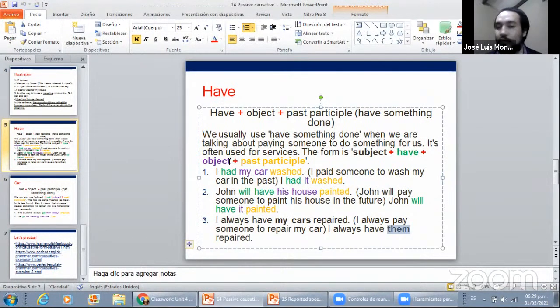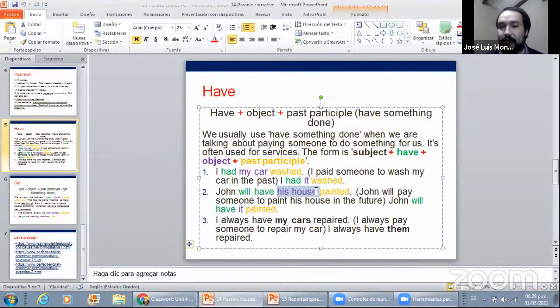If you don't use object, what happens? Here, for example, look. What is the meaning of "I had washed"? It means that you, in the past, had washed, but what? And this is not passive causative. It doesn't mean that someone else did it for you.